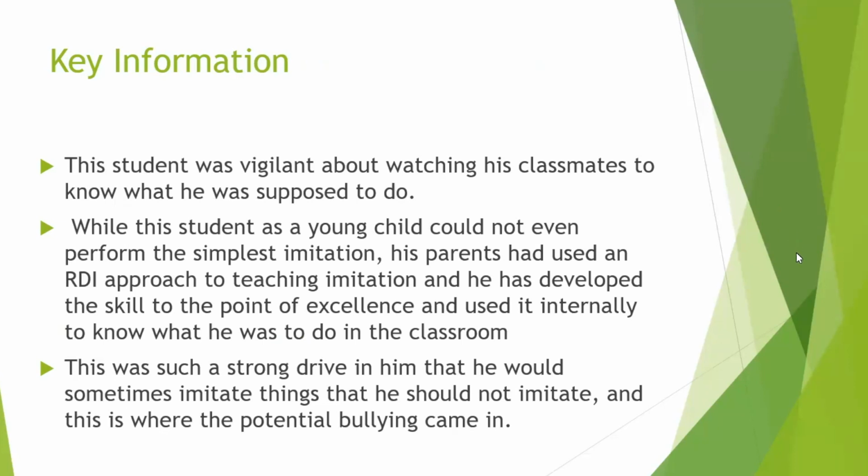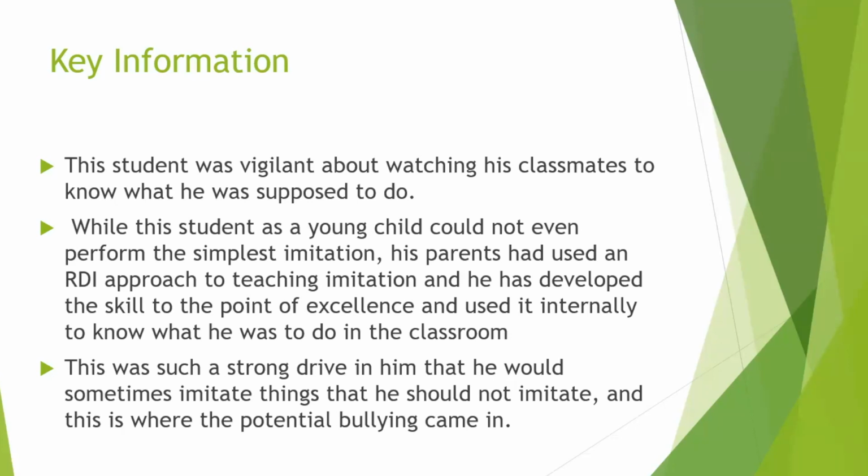So it's important to know, before I discuss this, that the student, our student, was vigilant about watching his classmates in order to know what he was supposed to do. We have to appreciate where he came from. As a 2-year-old, he could not imitate anything, and it took a long time for him to learn to fluently imitate, and his parents worked very hard using an RDI approach to teach him this developmentally, and he developed the skill very well. It became very useful to him, and one of the ways he internalized and used it was to observe other people and know what to do when people were leaving.